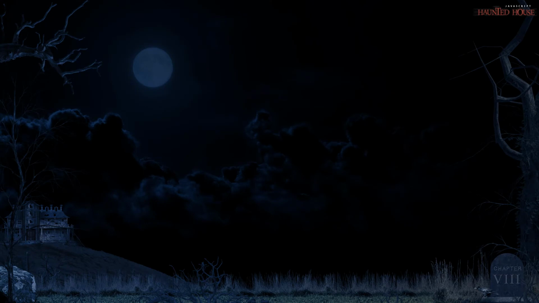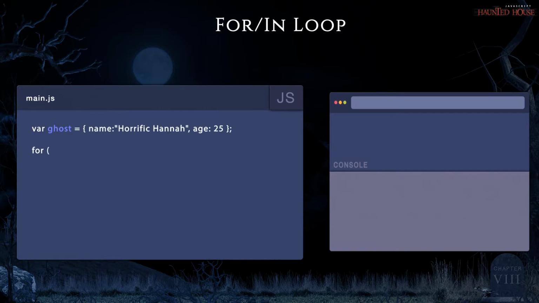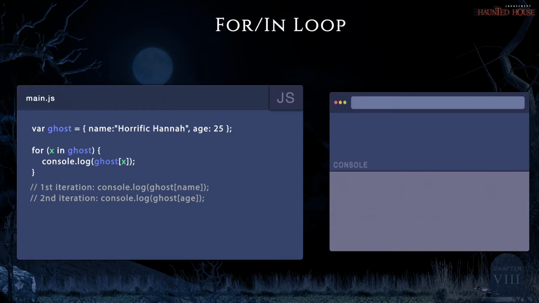Another upgrade done in our inventory. Let's move on. The for in loop is used to go through properties of an object. In practice, using the for in loop, we are saying to JavaScript, assign to the variable x each property of the ghost object. Each iteration of the x will contain a ghost property. This means that in the first iteration of the loop, you will have the name property in it, and in the second, it will have the age property.